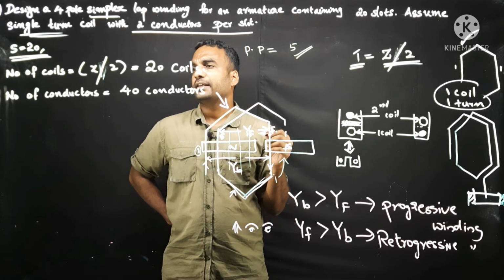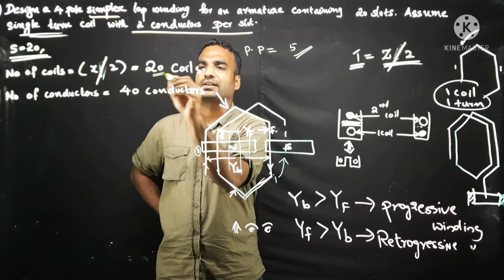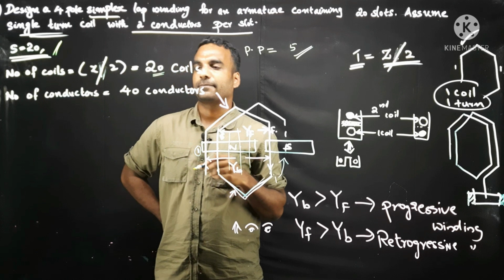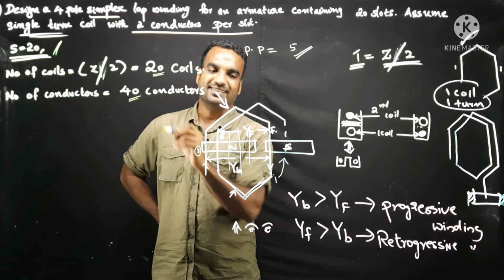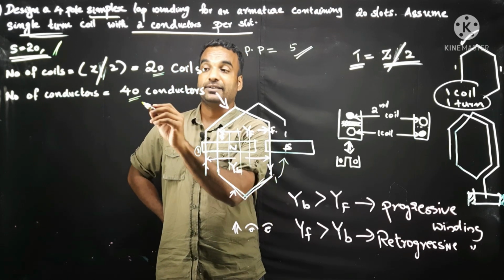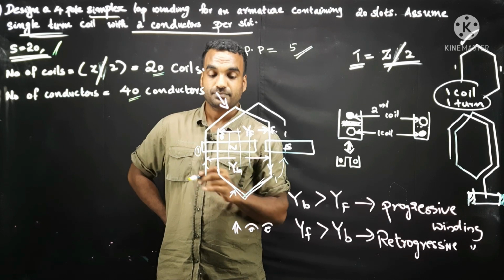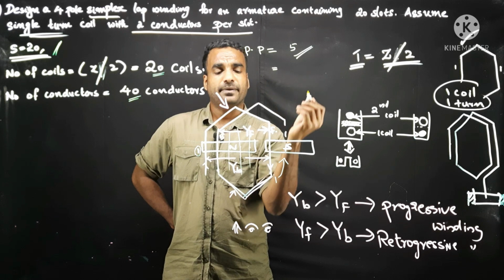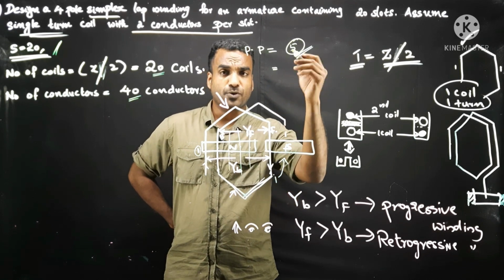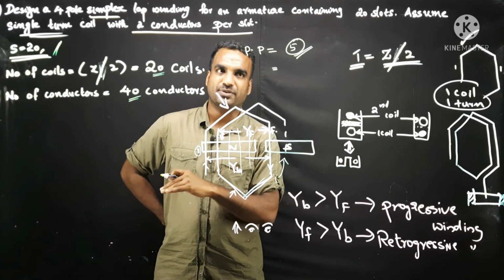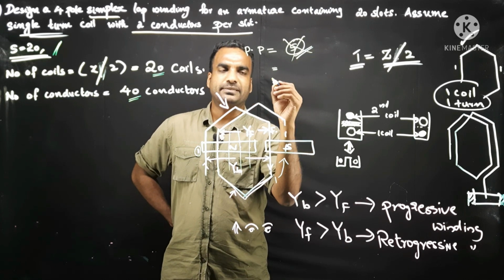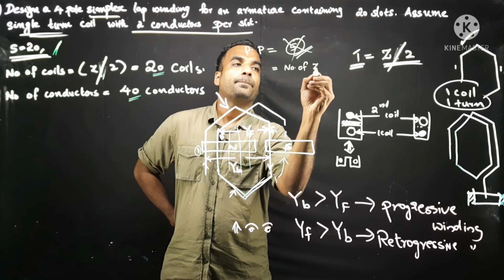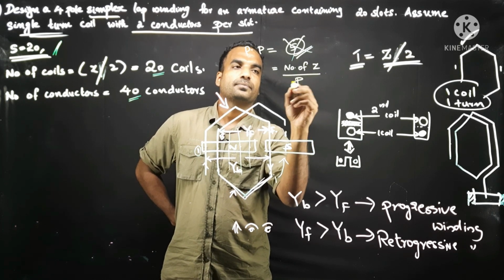Suppose in this question we know that 20 slots are there and 40 conductors are there. So exactly 40 conductors are there. So pole pitch is actually, this is just the number I got from this example, not the actual case. Actually, what is pole pitch? Pole pitch is number of conductors per pole, set by P.